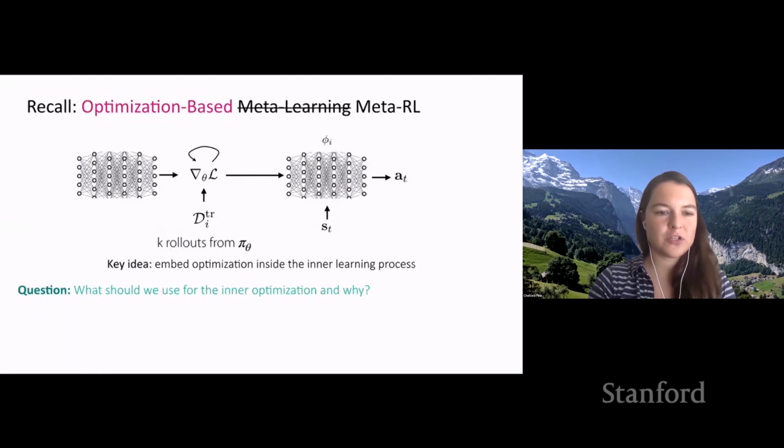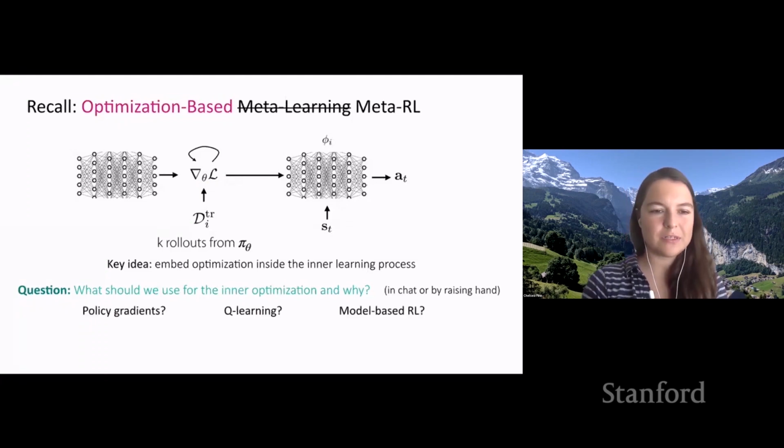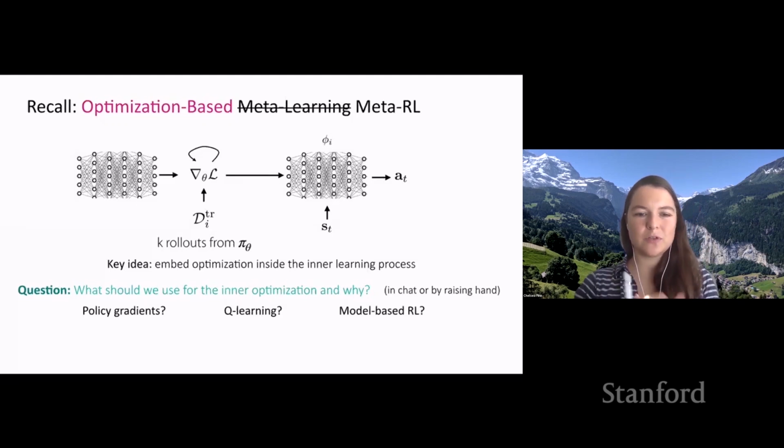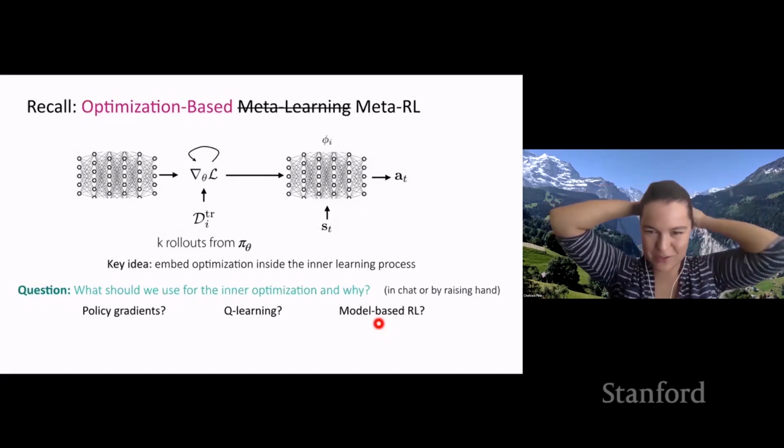Now, one question that I have for you again is, what should we use for this inner optimization? You can answer this in chat or by raising your hand. Basically, we have three options. We could use policy gradients, we could use Q-learning, or we could use model-based RL. Does anyone have thoughts or suggestions on which of these might be a good idea and why we might consider using that in the inner loop of an optimization-based meta-RL method? Also, there's no right answer here, so there are pros and cons to all of them.